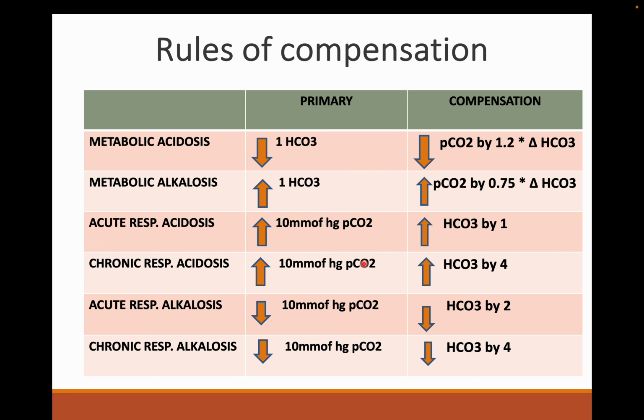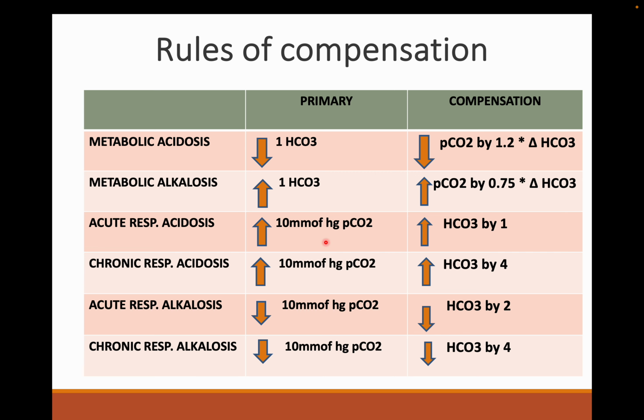So in the same way, in the case of acute respiratory acidosis, where PCO2 is increased by 10 millimeters of mercury, bicarb increases by 1 milliequivalent. In the case of acute respiratory alkalosis, where the PCO2 is decreased by 10 millimeters of mercury, bicarb decreases by 2. In the case of any chronic respiratory acidosis or alkalotic state, for every 10 millimeters of mercury change in PCO2, the bicarb changes by 4.